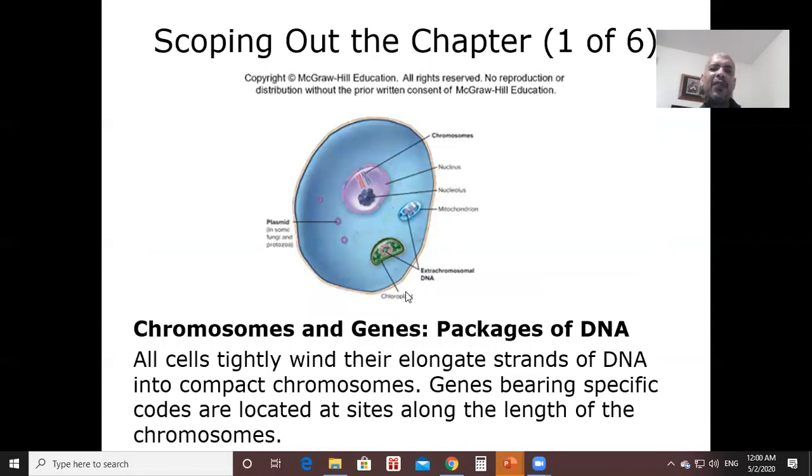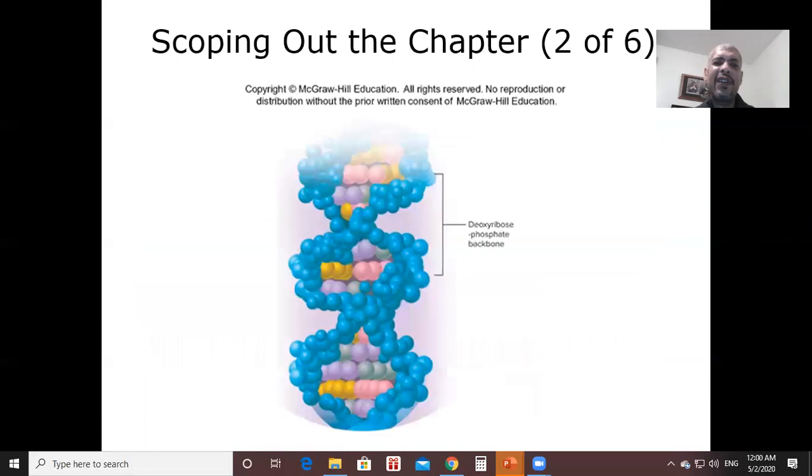Okay, we're scoping out the chapter. We're going to talk about chromosomes and genes. So they are packages of DNA. All cells are tightly wound. They wind their elongate strands of DNA into compact chromosomes. So the genes bearing specific codes are located at sites along the length of the chromosome. Okay. This is just a characterization of the DNA, which has the deoxyribose backbone.